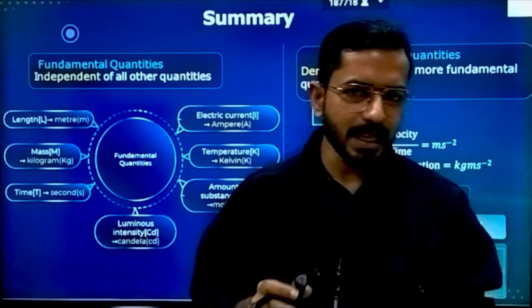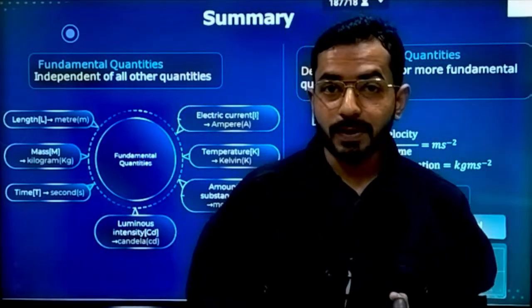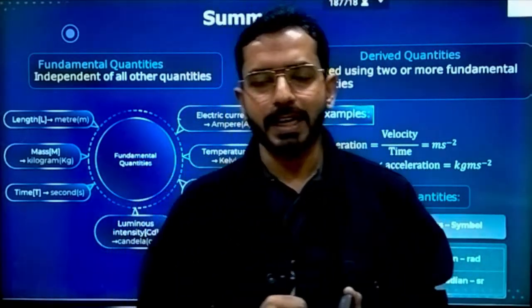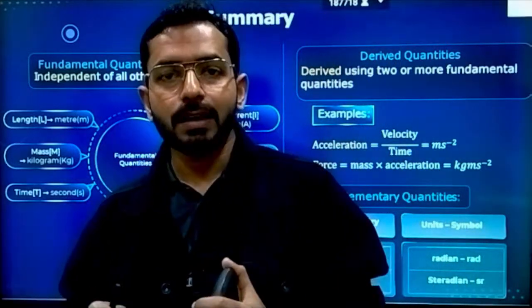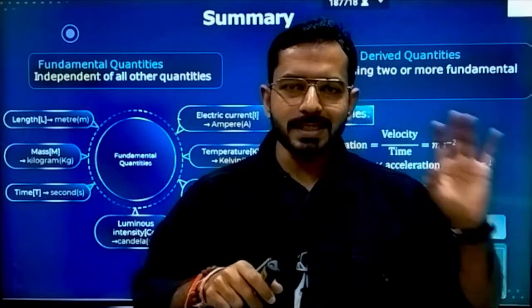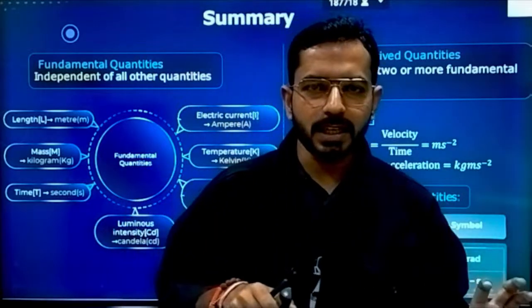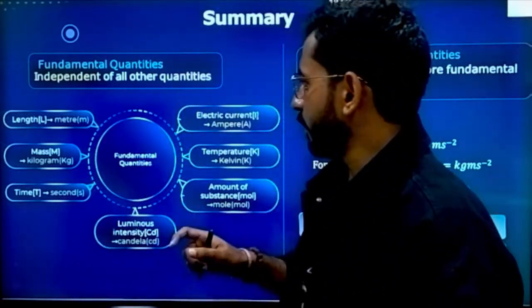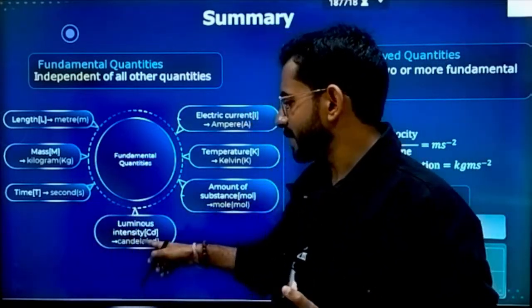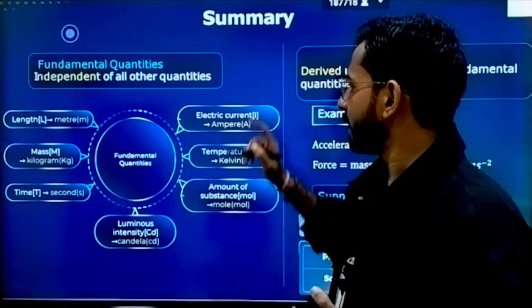The questions will majorly come from the fundamental quantities. There are 7 fundamental quantities that we always use in physics, and the rest of the quantities are called derived quantities, derived from these 7 fundamental quantities. These 7 fundamental quantities are the core of physics. All the quantities that we define originate from them. They are length, mass, time, luminous intensity, candela, amount of substance, that is mole, that you study in chemistry, temperature and current.